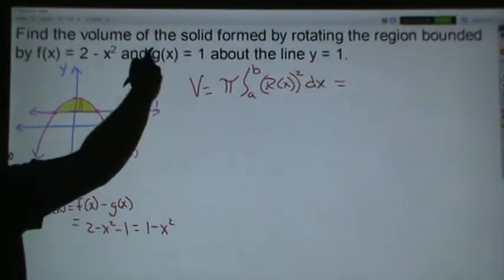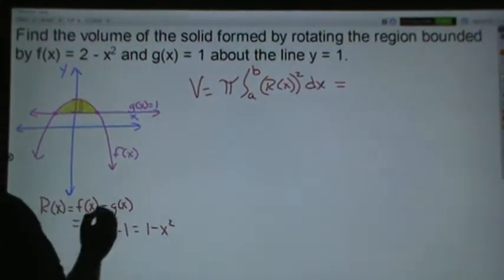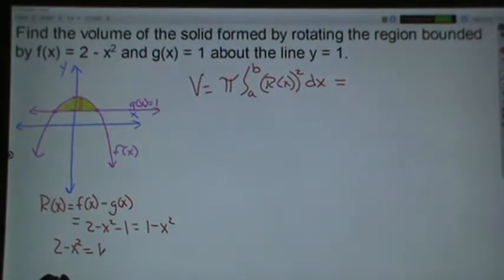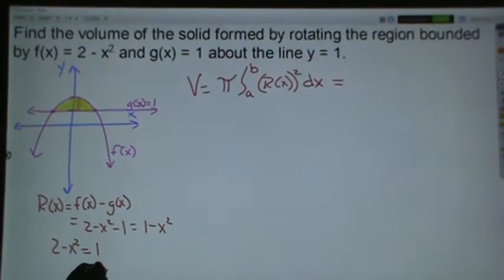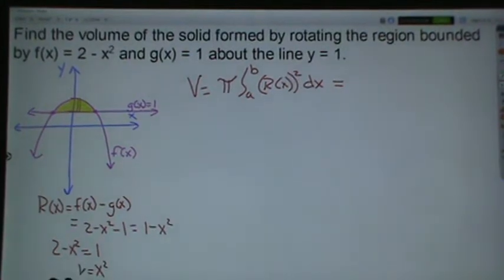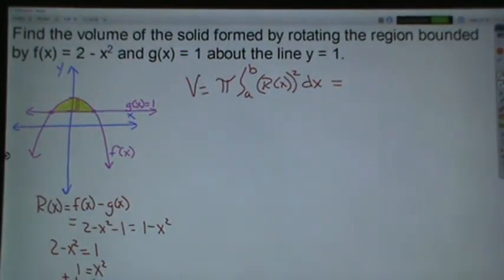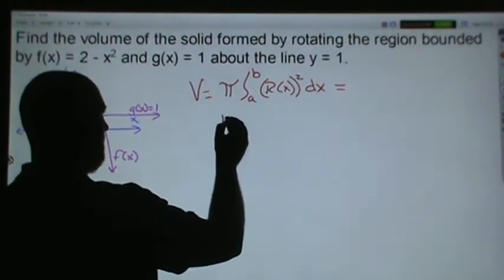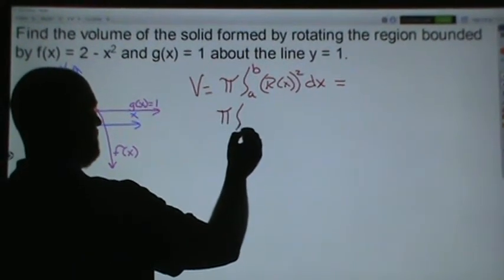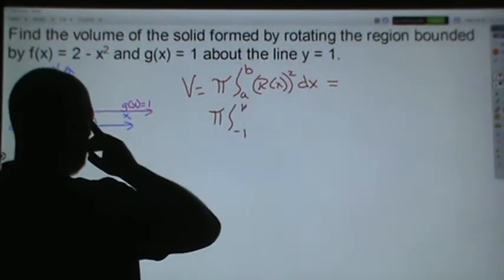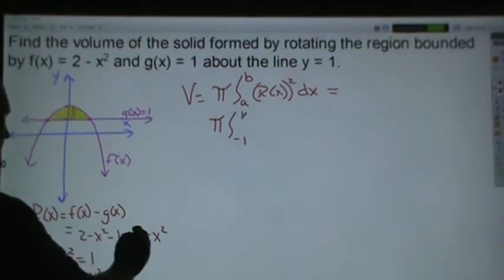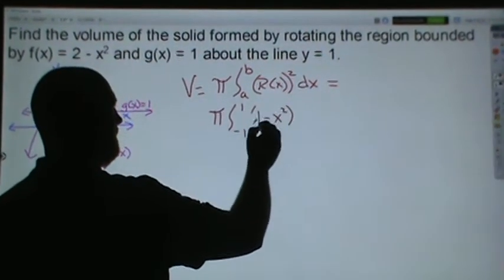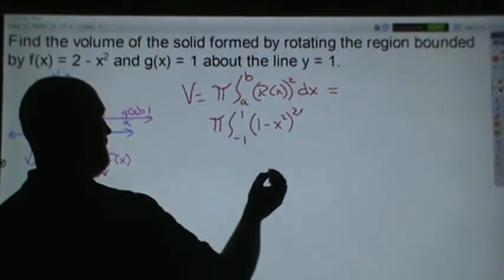So if I set these equal to each other, 2 minus x squared is equal to 1. If I move x squared over, I can say x squared equals 1. So I have plus or minus 1 equals x. So I will have my volume equal to pi times the integral from negative 1 to 1 of the radius, which we figured out was 1 minus x squared, squared dx.